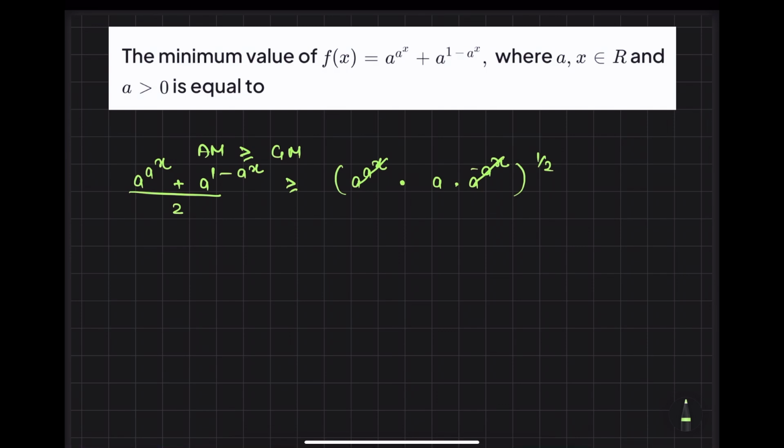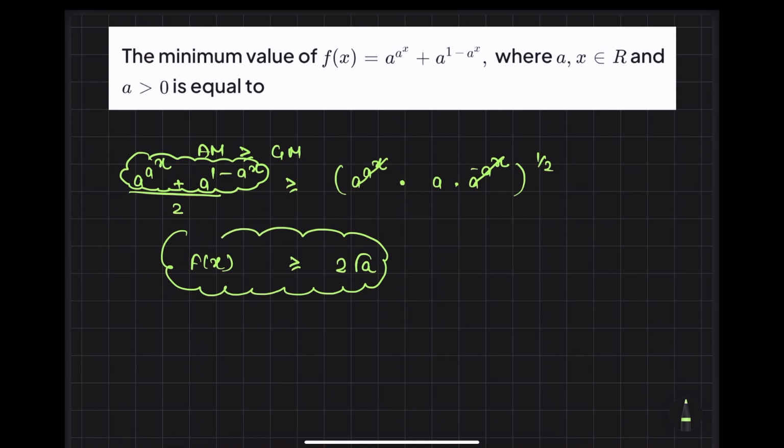Okay. So can I write that f of x? In place of this, I am writing f of x. Now I will multiply both sides by 2, giving 2 times root a. Look at this. This means that the function f of x will always be greater than or equal to 2 times root a. Therefore the minimum value will be 2 times root a. This is the required answer.